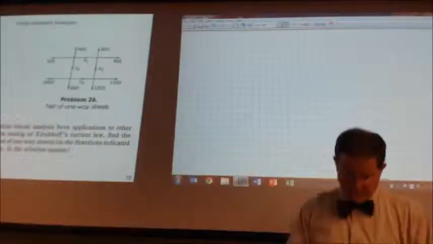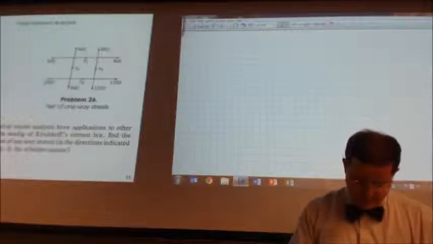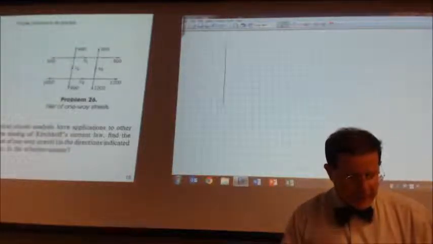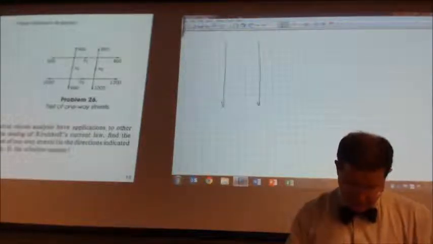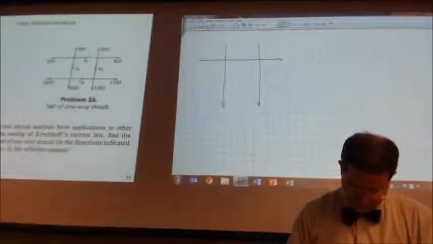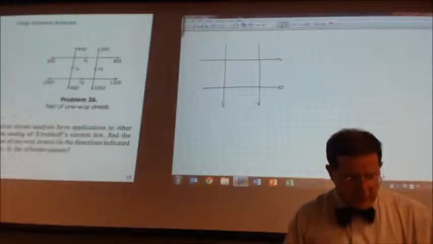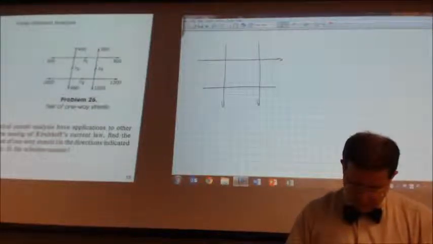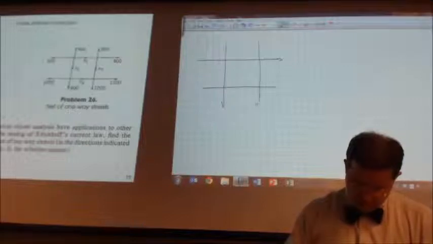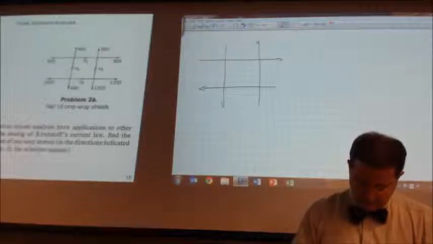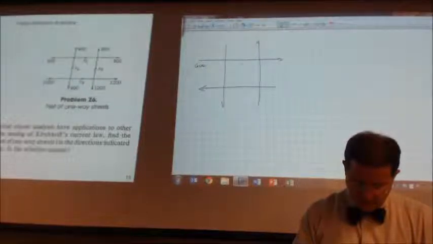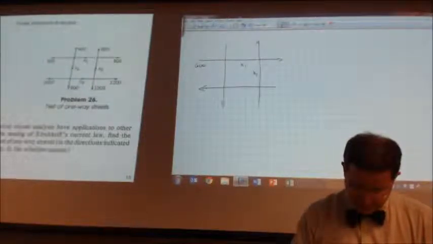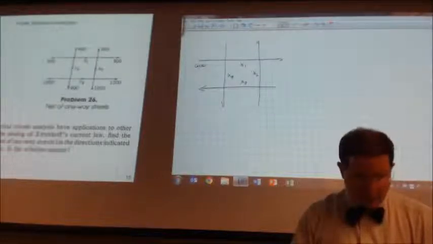Okay. So if we set this up, let's see. And these are one-way streets, right? It's kind of looking that way, isn't it? Yep, thanks, Zach. So these go like that. Okay. And so what we have is 600 here. This is x1, x2, x3, x4.